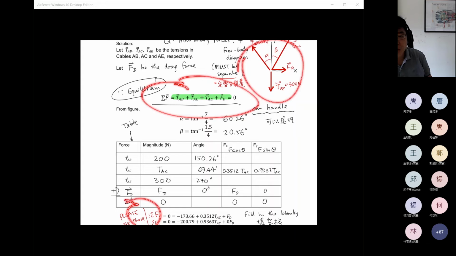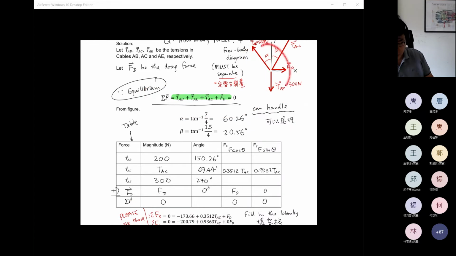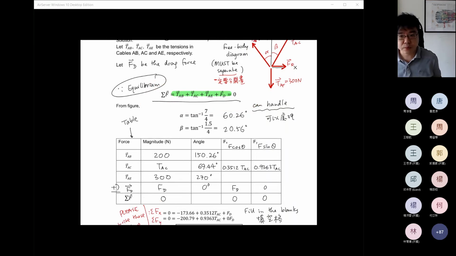As I always say, I'm not worried about your mathematics. I know you can handle that. But the key point is, firstly, the free body diagram. Secondly, please write this down when you do your calculations. Okay.